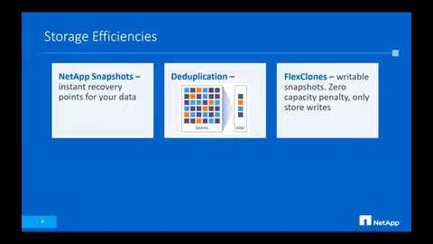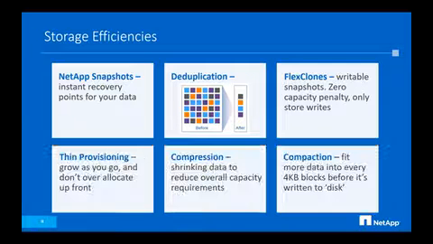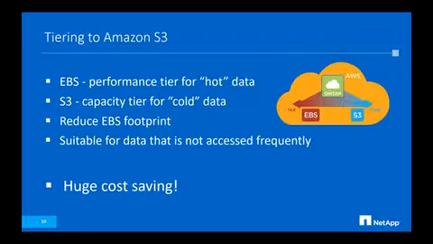with zero capacity penalty. Then we have thin provisioning, which allocates blocks only when they are needed, instead of allocating upfront, so you can pay as you go, and you don't have to pay for something that you don't consume. And this is especially a cost-saving method in the cloud. And the other ones are the compression and the compaction, which you are already familiar with.